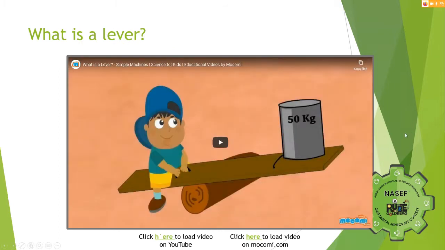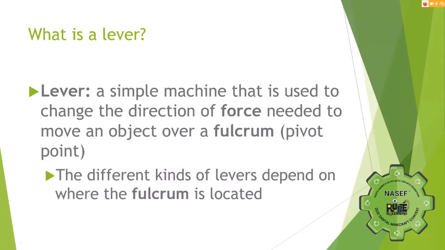There is a video in here, and of course we'll embed this in our Flipgrid, so we're not going to watch that one right now. But again, it's a simple machine that is used to change the direction of force needed to move an object over a fulcrum. And the fulcrum is the pivot point. So in that previous one of the teeter-totter/seesaw, the center, the pivot point, where the hinge is, if you will, is the fulcrum. That is the point around which it is rotating.